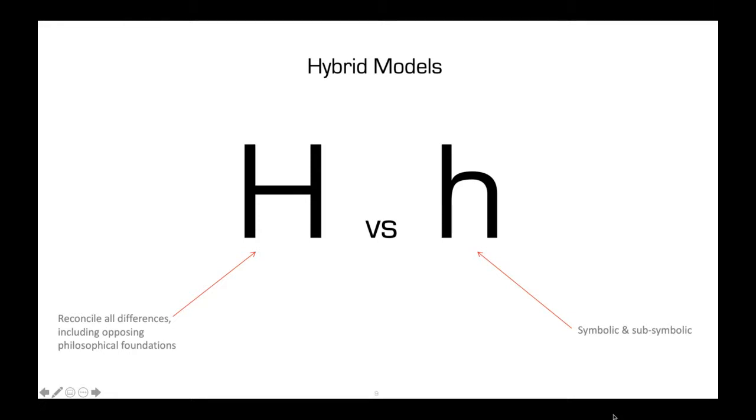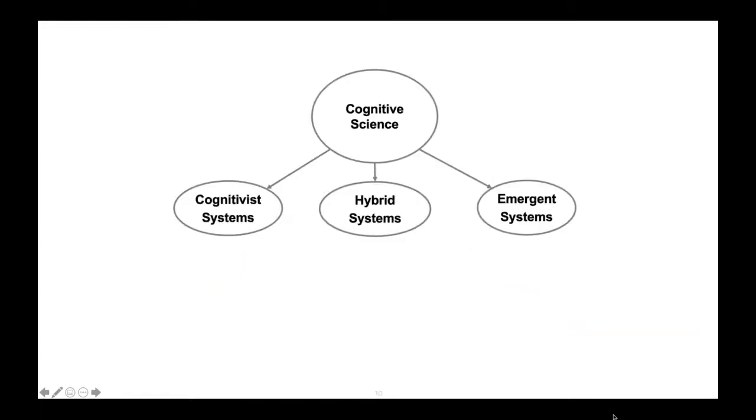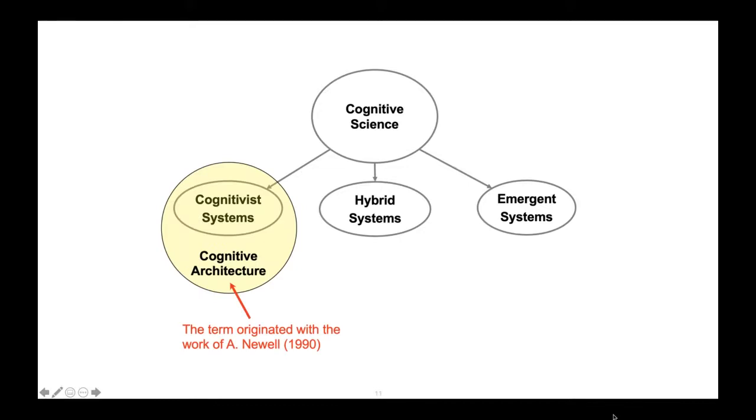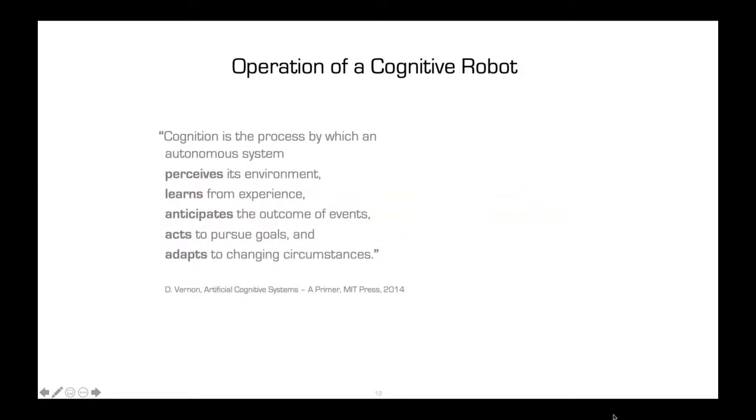So just bear that in mind. It's little h hybrid typically we're talking about when we talk about hybrid systems. So if we have these different paradigms of cognitive science, then cognitive architecture was a term which was invented by Alan Newell, 1987, for his book in 1990. So the term cognitive architecture has its origins in the cognitivist tradition, and it was subsequently borrowed and used in the other traditions. And that's important because a cognitive architecture in the cognitivist tradition has a very, very specific meaning. And I'll tell you about that in just a moment.